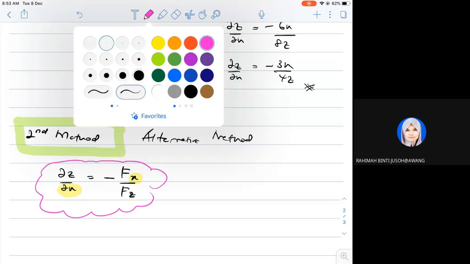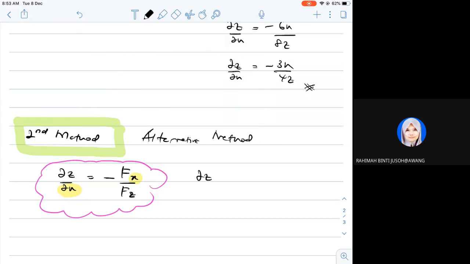And if the question asks you to find del z over del y, of course dia akan jadi, again, don't forget the negative sign. Letak negative. Of course, we will have fy over fz. Okay, so this is the second formula in the second method.